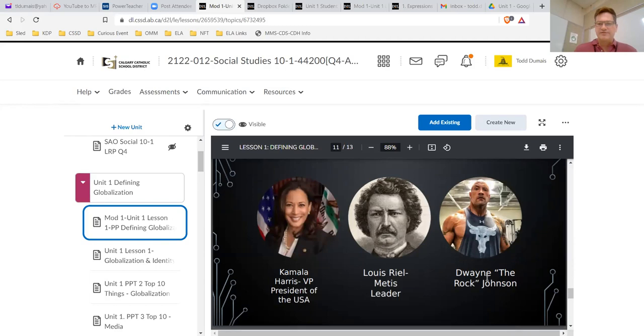Different identities. We have, again, Louis Riel, who is Métis, and people see him as part of a group. You have Vice President Kamala Harris, who has an East Indian, Caribbean background. And Dwayne The Rock Johnson, in case you didn't know, his last year of football was with the Calgary Stampeders. He put out a biography early on, and he said the lowest point in his life was being cut from the Stampeders. He injured his leg, and he went back home. His family's in Miami.